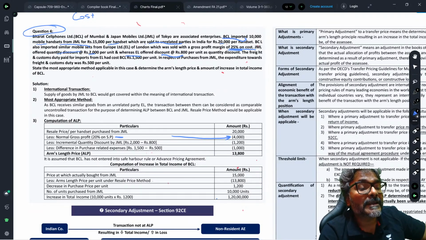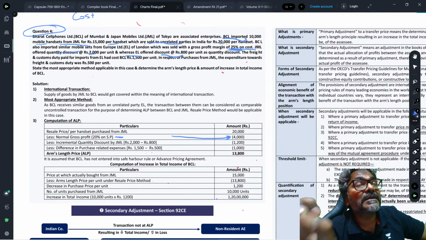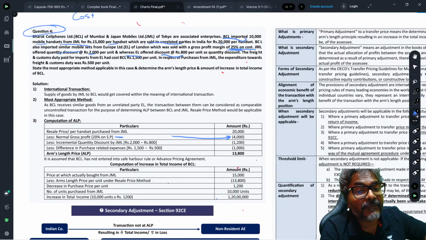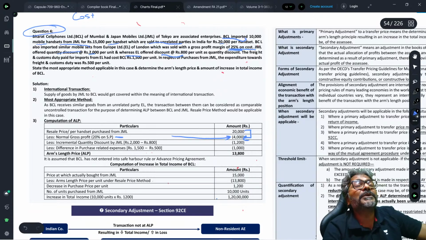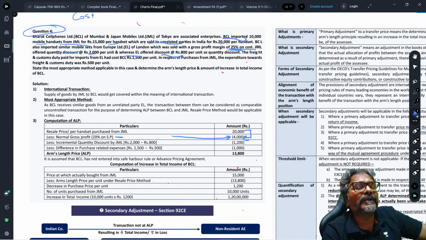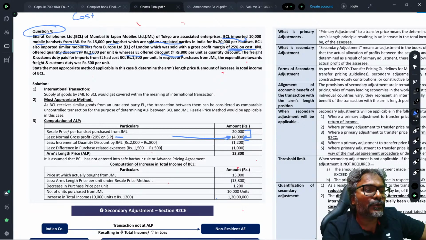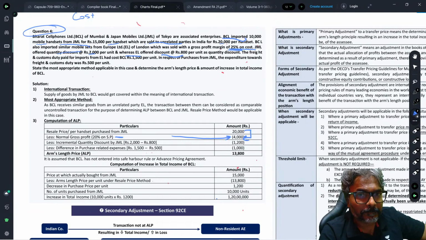What was step number 2? Step number 2 is the price at which the goods are resold by the Indian AE. From that price you will reduce what? The gross margin percentage of the unrelated transaction, as a percentage of the selling price. So from 20,000, the price at which the goods are resold by the Indian AE, I am reducing 20%, which is the gross margin arising from the uncontrolled transaction. By virtue of this, students, I'll get 16,000.